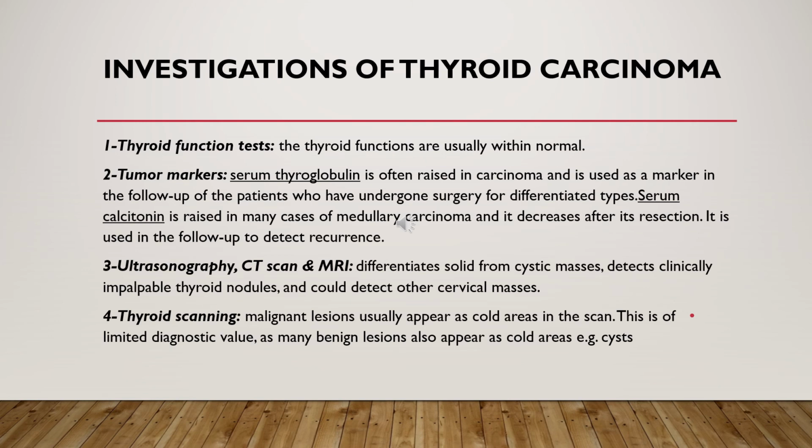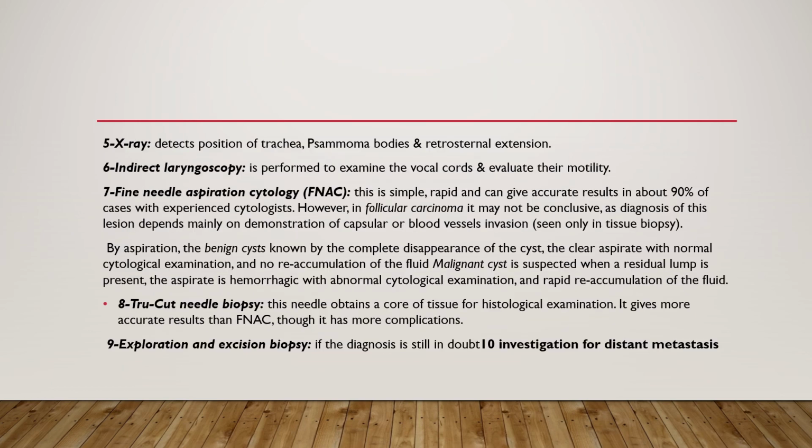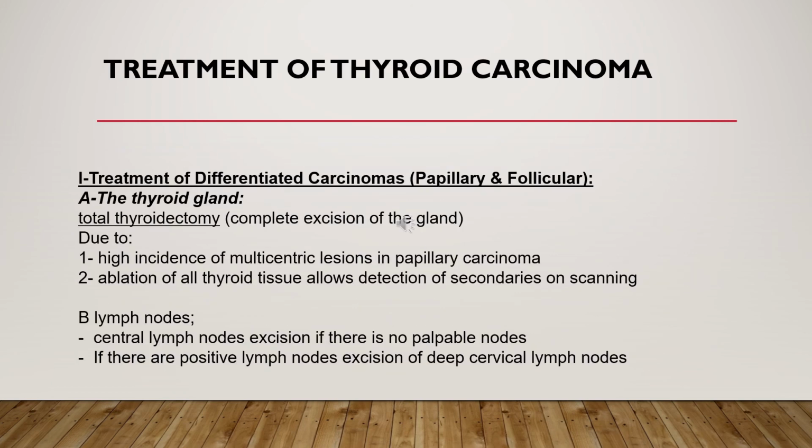Investigations include thyroid function test, tumor markers, ultrasound, CT scan, MRI, and thyroid scanning. Treatment of thyroid carcinoma. Treatment of differentiated carcinoma, papillary or follicular carcinoma: total thyroidectomy, with central lymph node excision if there is no palpable lymph node; if there are positive lymph nodes, extension of the excision to the deep cervical lymph nodes.